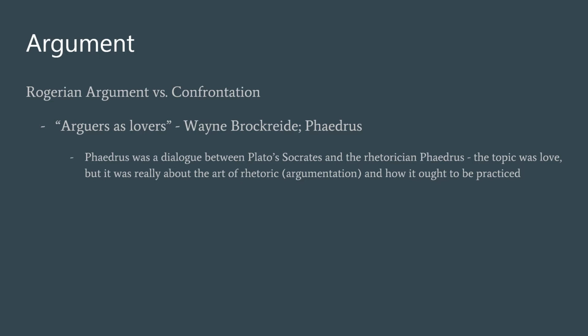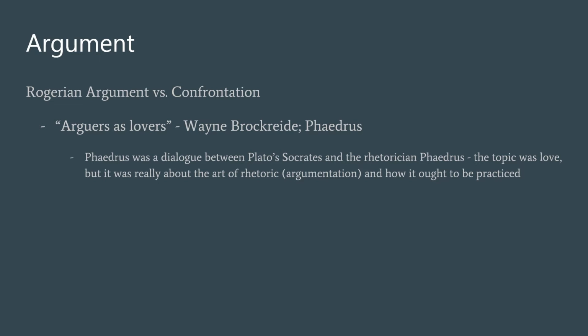They talked about what is love, what does it mean, what does it mean to love somebody, what are the different types of love, and what does it mean to show love. And as the topic went on, the two of them realized that they weren't talking about love, although they were, they were really talking about the art of rhetoric, argumentation, and how it ought to be practiced.